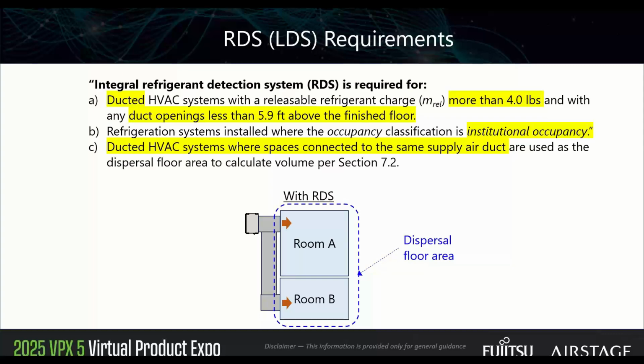An RDS will be required if we have more than 4 pounds in the system and duct openings below 5.9 feet. Then we need an RDS. If we have institutional occupancy, we always need an RDS. Whatever is going on with heights and volumes, you always need that. Or if you have duct systems, as you can see in the figure there, I can have a ducted unit supply air to 2 rooms. If I have an RDS, which our ducted units have, then I can use both those floor areas, add them together and use them as dispersal floor area. So that would be when an RDS is needed.